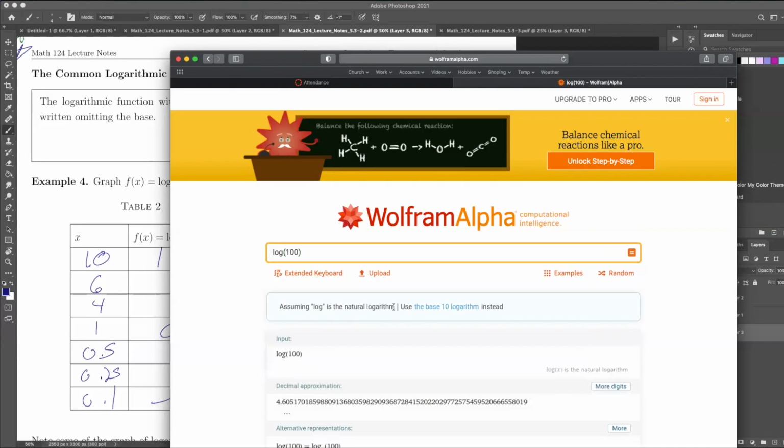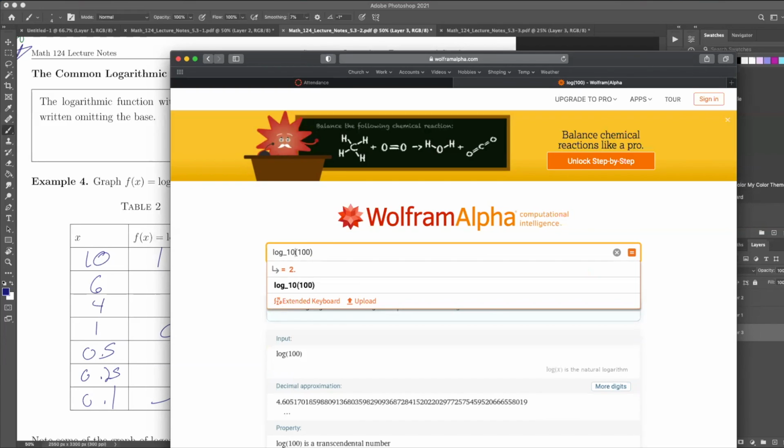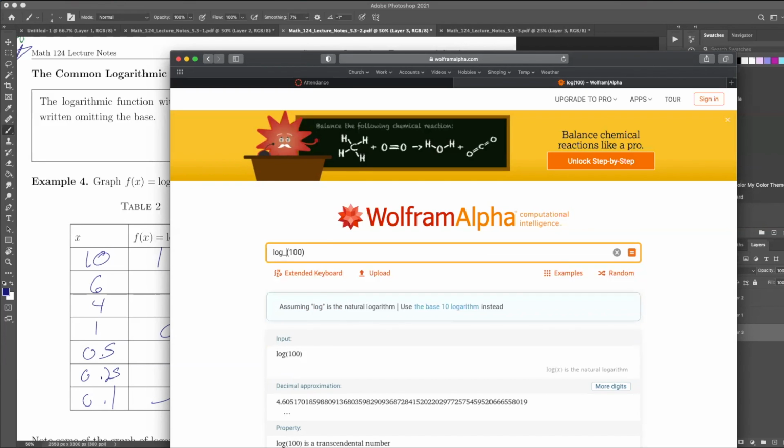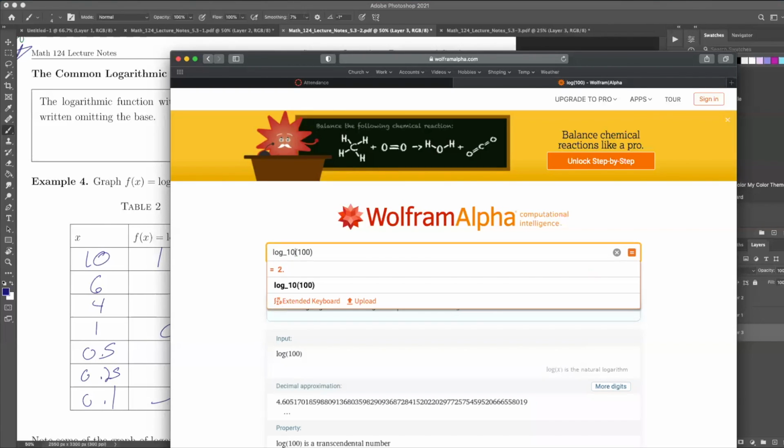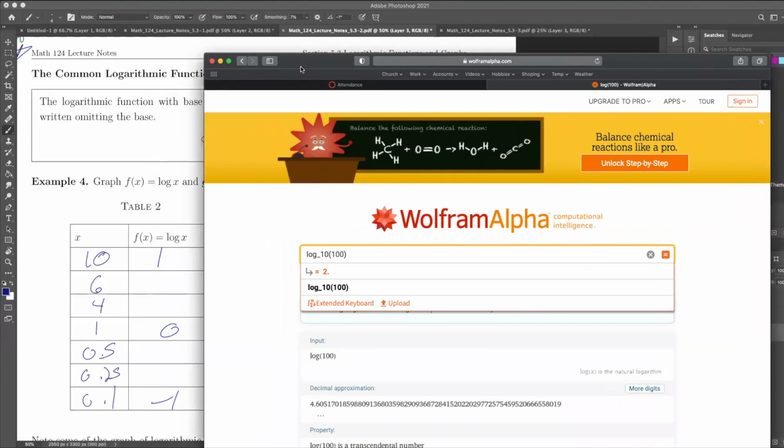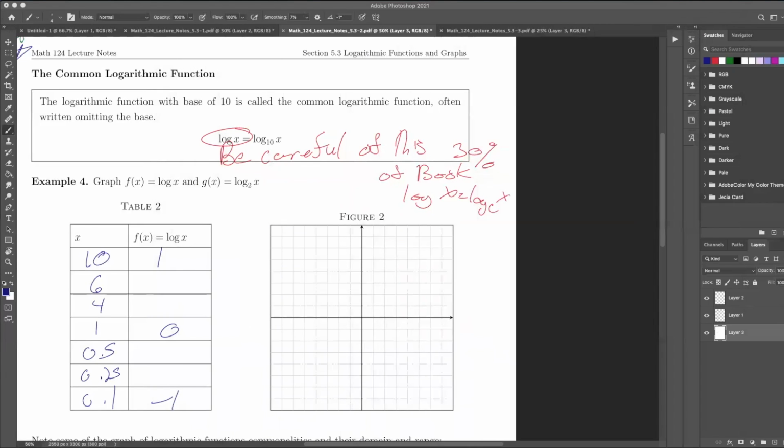It says, assuming this is the natural log, you can tell it to do the other one. So my suggestion is, when you type in any log, just put an underscore. The underscore is shift minus, right? And then 10. And then you'll get exactly what you want. Okay, does that make sense how to type this in? You're going to have to do a lot of typing this in. You can use your calculator and all that.